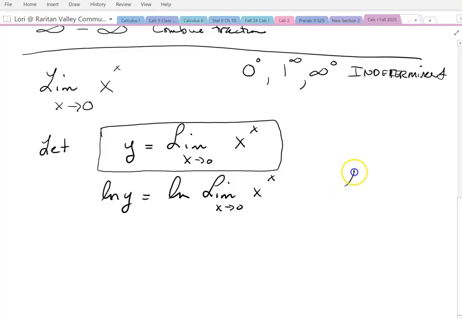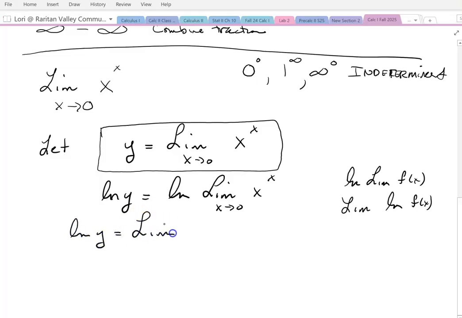So in other words, the natural log of the limit of f of x is the limit of the natural log of f of x. Those two are the same thing. So that means we can manipulate this by pulling the limit on the outside and have ln of x to the x. Now we can apply a log property, and hopefully you'll see where that will end up helping us.